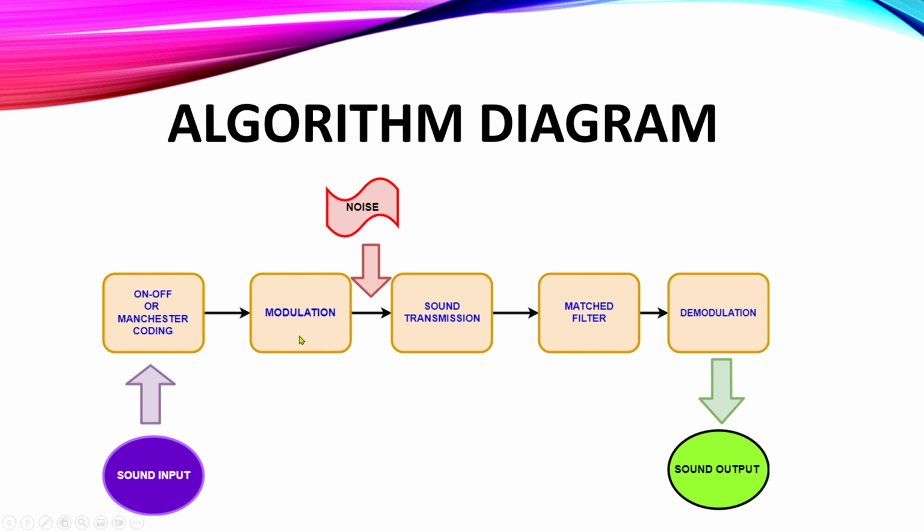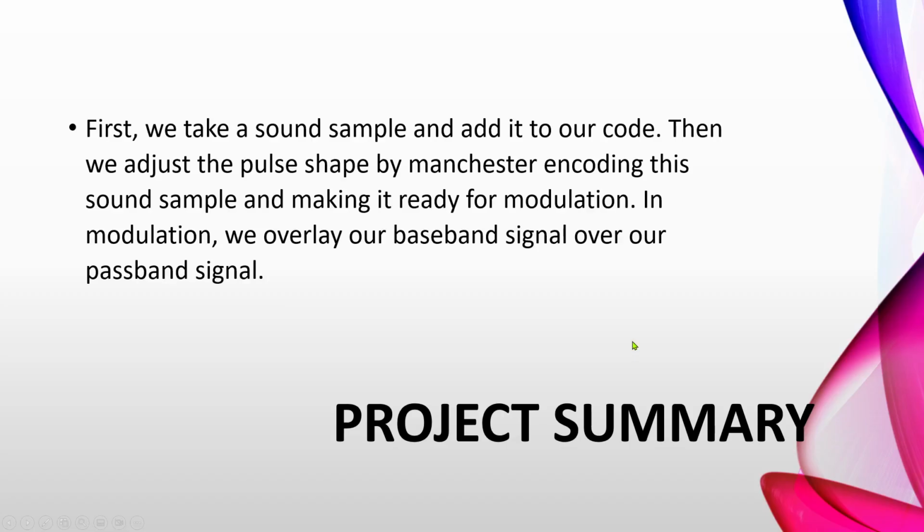Then we modulate the signal, and we add noise. We chose white Gaussian noise. Then we transmit the sound, and we add a matched filter to increase the SNR. Then we demodulate it, and we take the sound output.